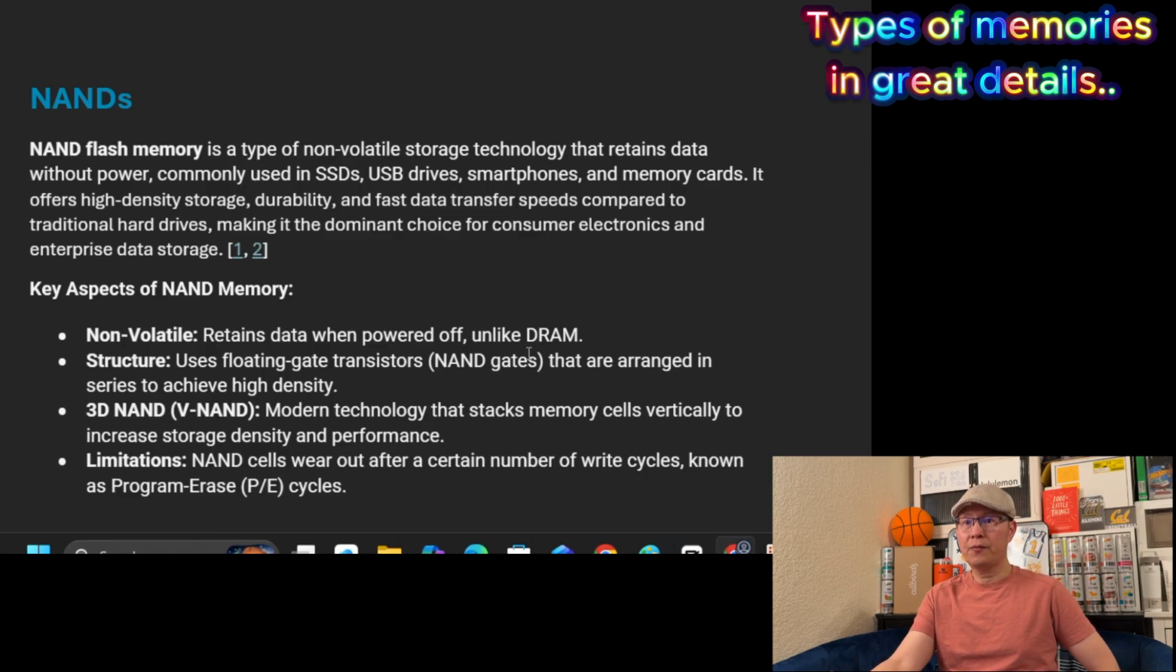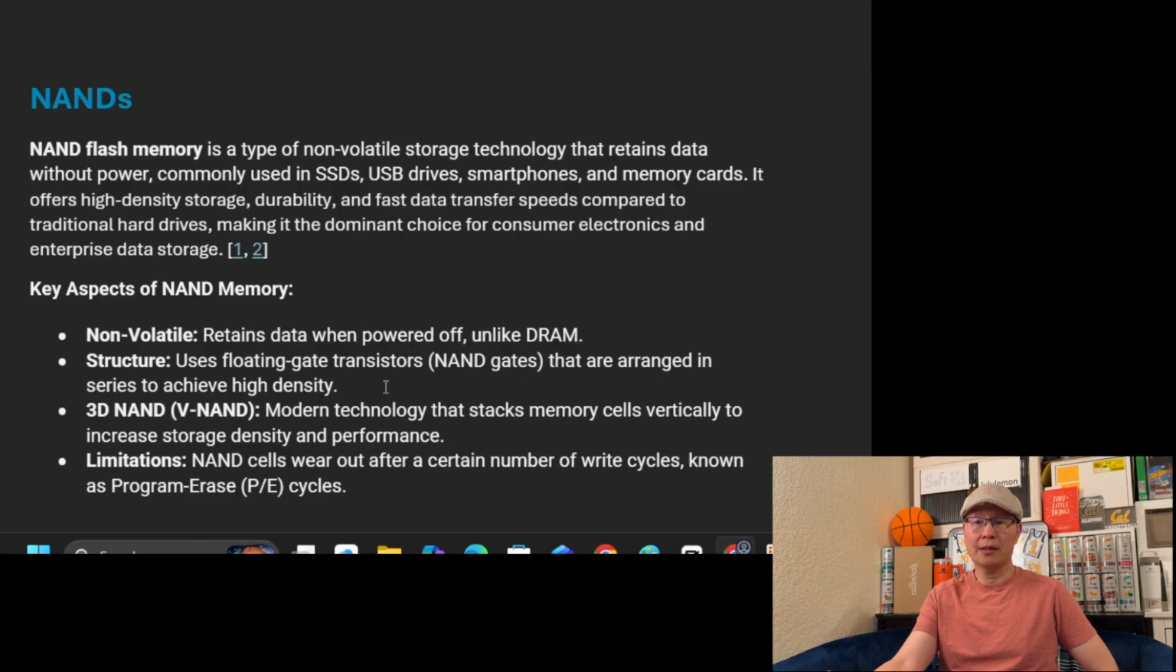Its structure uses floating gate transistors, NAND gates arranged in series to achieve high density. That's why the name NAND, right? 3D NAND is another type, where they just stack them up together. Limitations: NAND cells wear out after a certain number of write cycles, known as program erase, or PE, cycles. See, it still wears out fast.